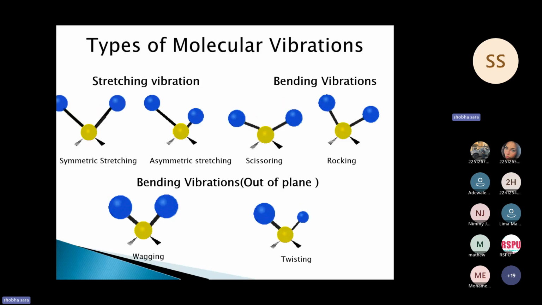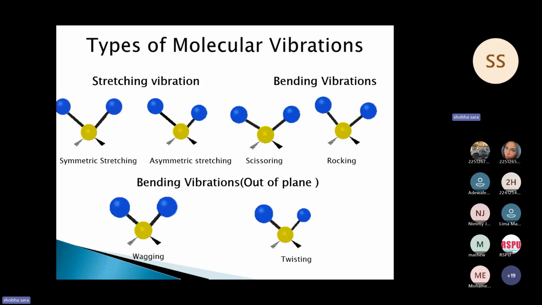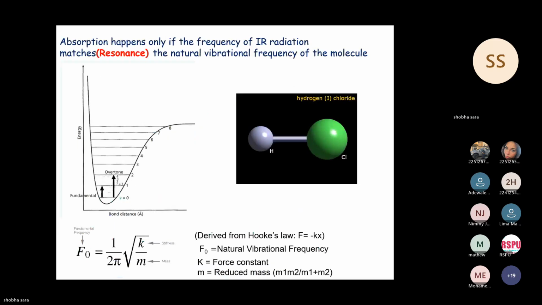So when IR radiation passes through a sample, it will trigger this kind of vibration. And then what happens next? I told you there will be some absorption, but not all the radiations are absorbed. Absorption happens only if the frequency of IR radiation matches the natural vibrational frequency of the molecule.